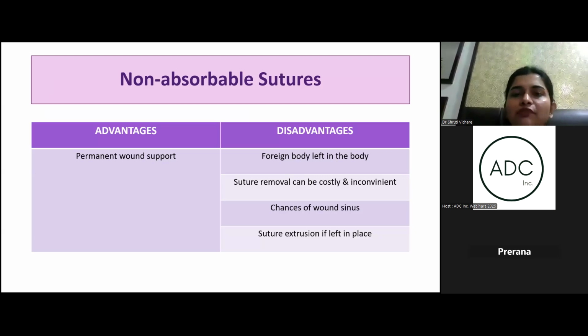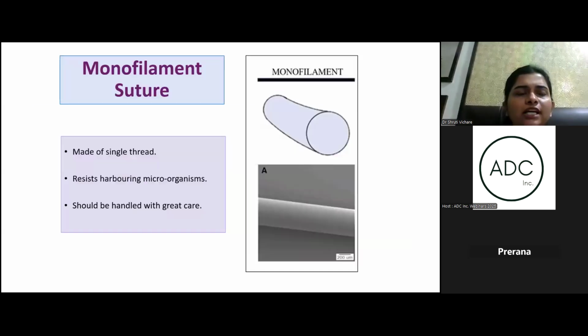A foreign body is left in the body. Even if it is not offering any support, it is still in the body, more or less forever. And suture removal is necessary. If you don't want that foreign body to stay in place and it is not degrading on its own, you have to get it out. That can sometimes be discomforting and a little inconvenient. Chances of wound sinus formation are more because after all, it is a foreign body. At any point of time, it can cause a foreign body reaction. There can be suture extrusion taking place.